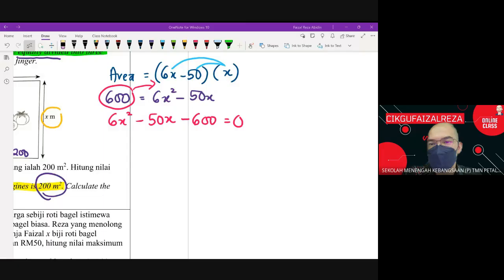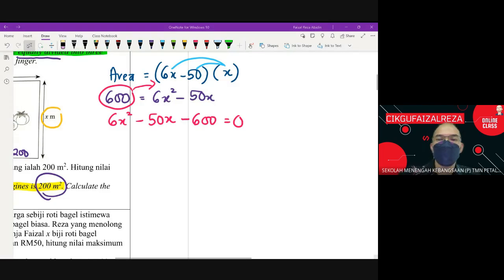Equal. C? Negative 600, not 600, negative. And then when you press equal over here, right? Why didn't I get the answer here?